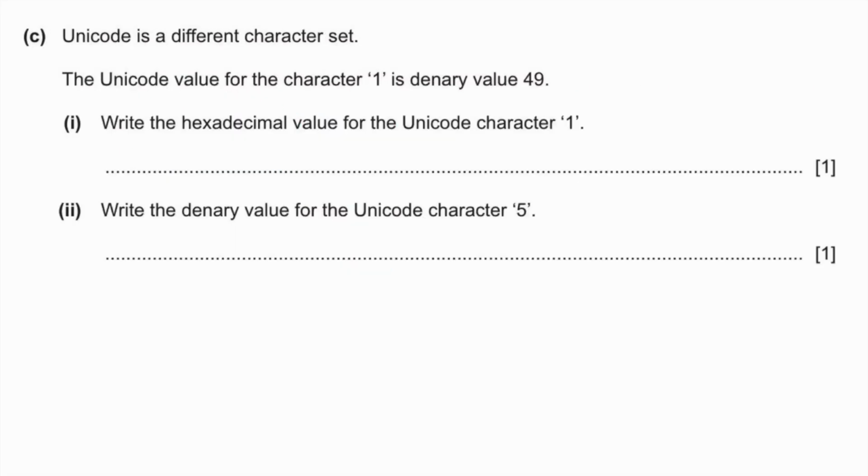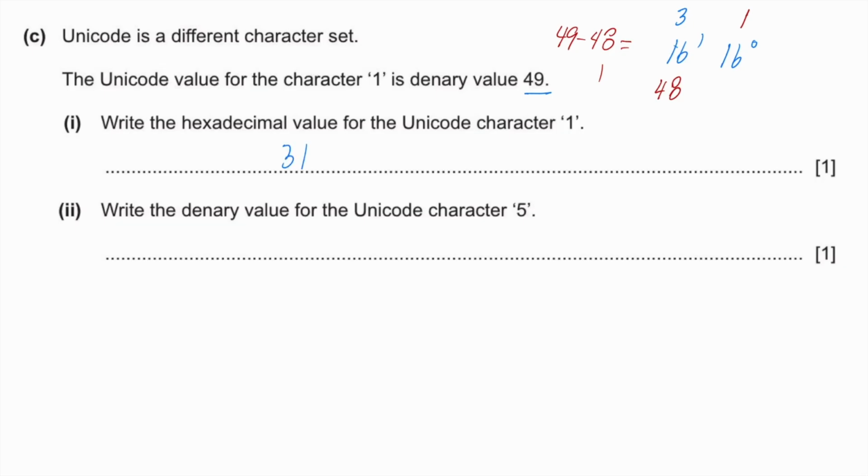Okay, so next, here's an interesting one. Unicode is a different character set. The Unicode value for the character 1 is the Denary value 49. So write the hexadecimal value for the Unicode character 1. Essentially we need to convert Denary to hexadecimal. So we can go ahead and do 16 to the power of 0, 16 to the power of 1, and for 16 to the power of 1, we can do 3 because that gives us 48. If we do 49 minus 48, we only have 1 left, and that equals 1. So right here we can just put 1, and so our hexadecimal value is going to be 31.